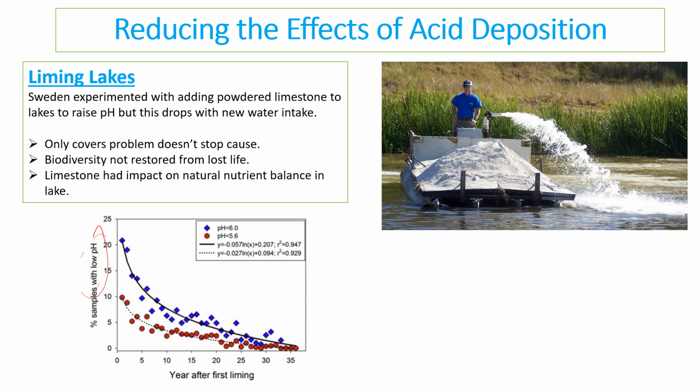Now, some would criticise liming lakes because it only covers the problem, it doesn't stop the cause. So if you keep adding acid, you're going to keep having to add limestone as well. The biodiversity isn't restored from the life originally lost, and limestone has a natural impact on the nutrient balance in the lake and therefore could affect biodiversity as well.